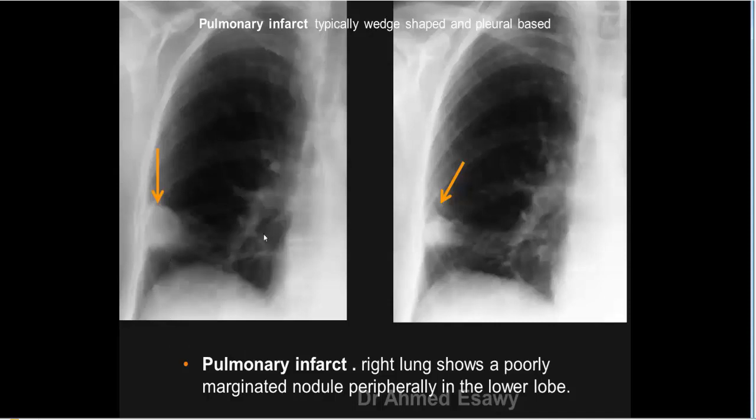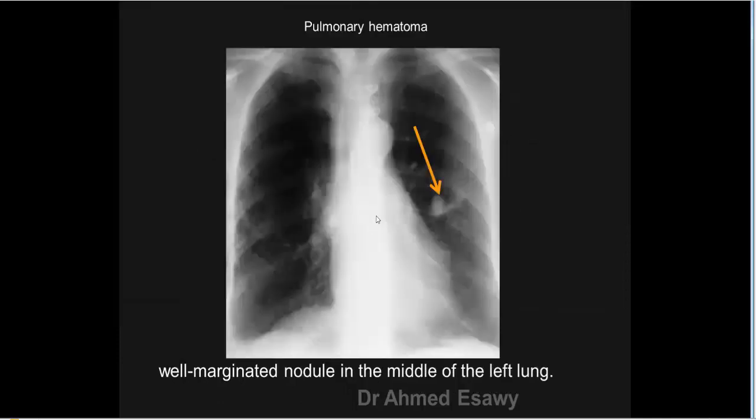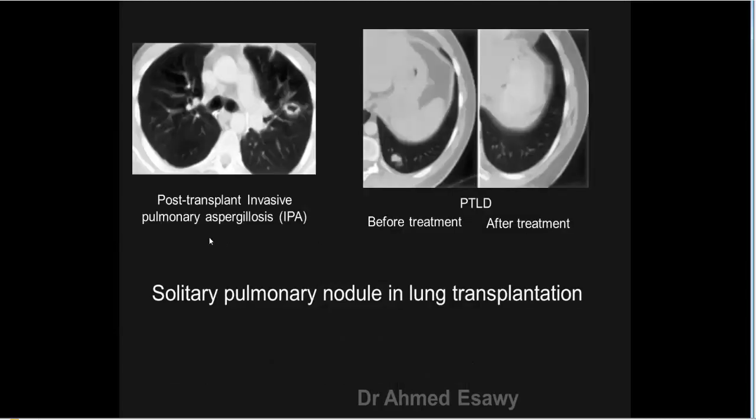This is a pulmonary infarct, typically wedge-shaped and pleural based. The right lung shows a poorly marginated nodule peripherally in the lower lobe. This is a pulmonary hematoma, a well-marginated nodule in the middle of the left lung. This is post-transplant invasive pulmonary aspergillosis, one presentation of solitary pulmonary nodule.